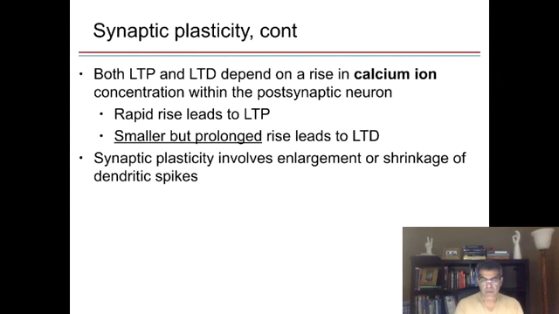As we mentioned a few minutes ago, we said long-term potentiation and long-term depression both depend on increasing calcium ion inside the postsynaptic neuron.